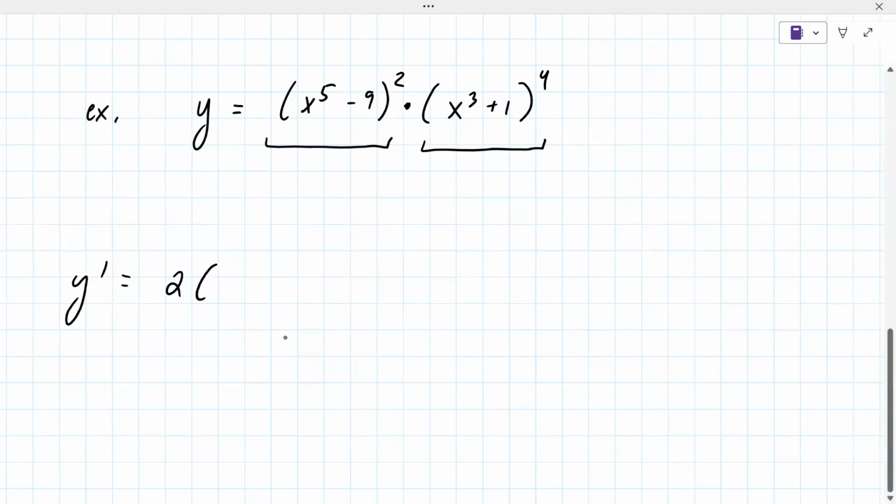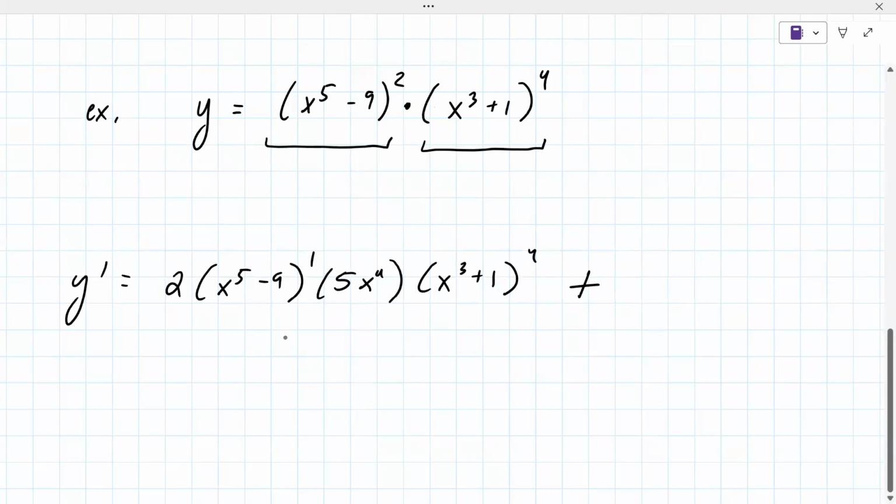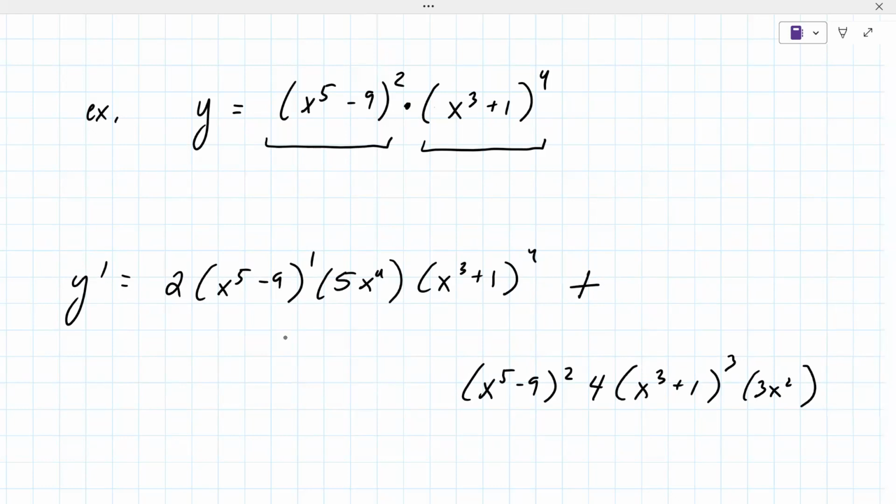Okay. 2 times (x to the 5th minus 9) times 5x to the 4th. Is that what you have? Yes. Okay, times the second, plus keep the first. All right, now your derivative of the second is power rule followed by a chain rule. If your order is different, that's okay. Yeah, that's exactly what I have.